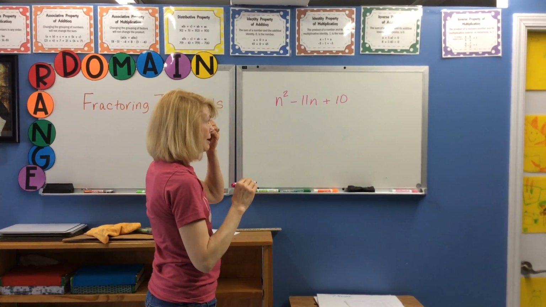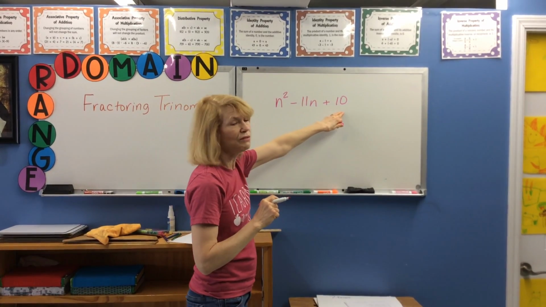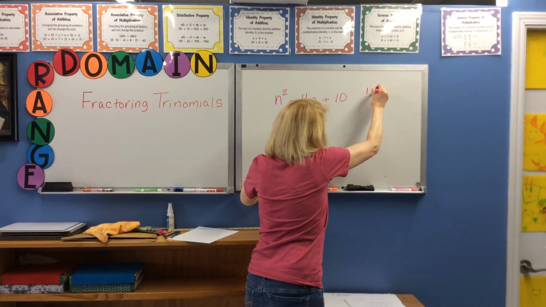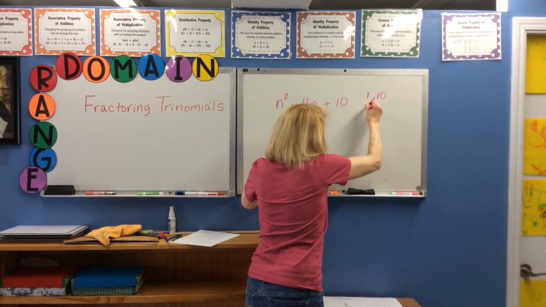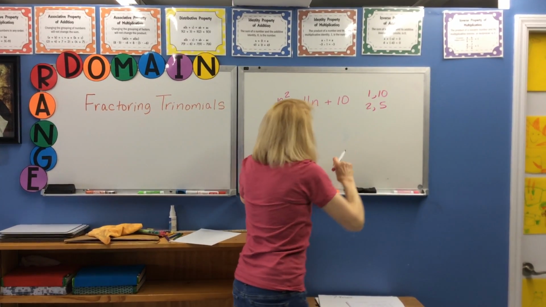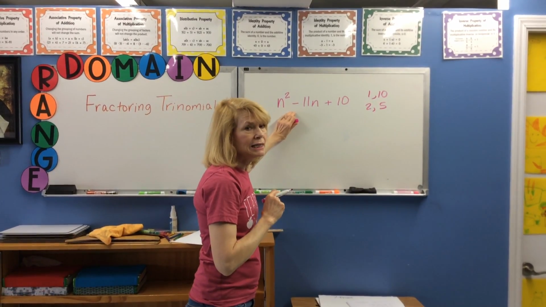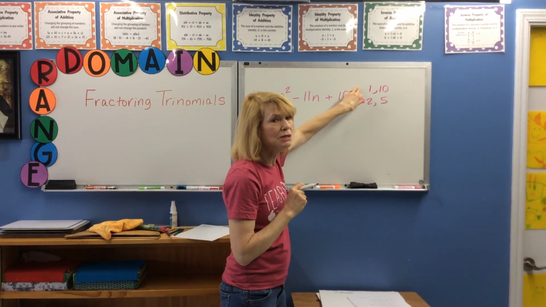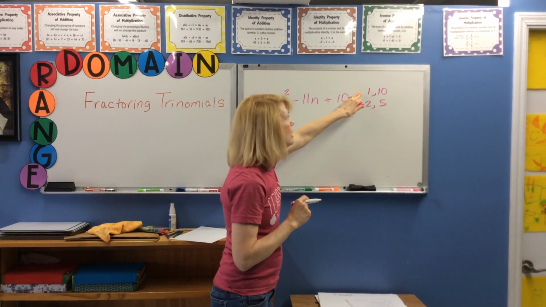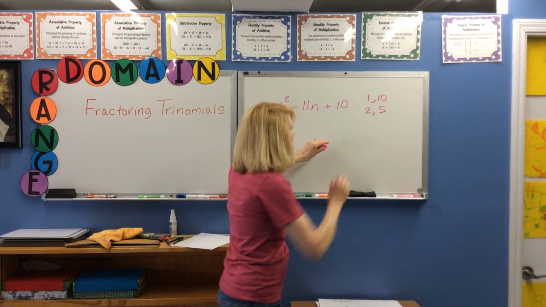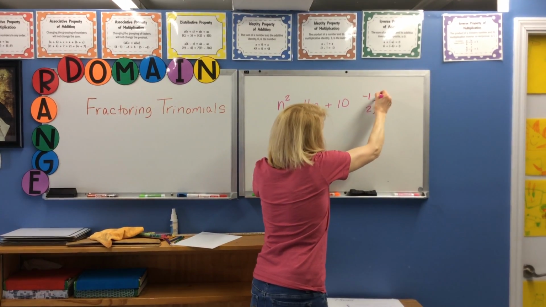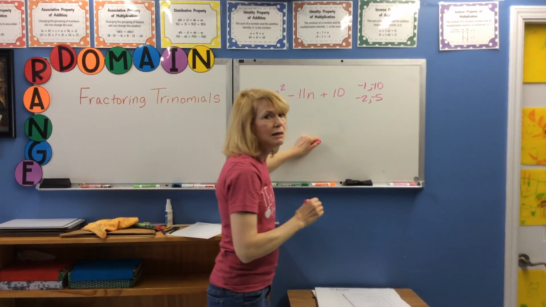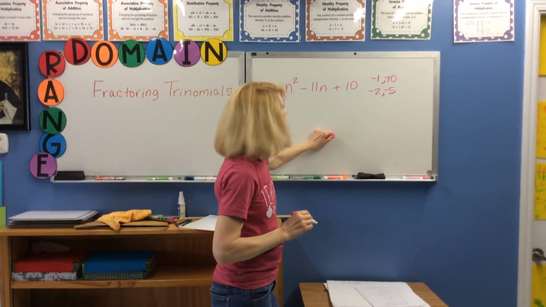Okay, n squared minus 11n plus 10. So first of all, we're going to look for factors of 10. So we have 1 and 10. We have 2 and 5. But our middle term is negative, and that tells me that one or both of these numbers is going to be negative. So not only 1 times 10 is 10, negative 1 times negative 10 is 10, and negative 2 times negative 5 is positive 10, because when you multiply two negatives together, you get a positive.